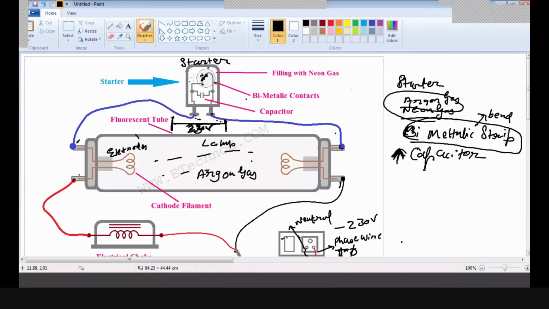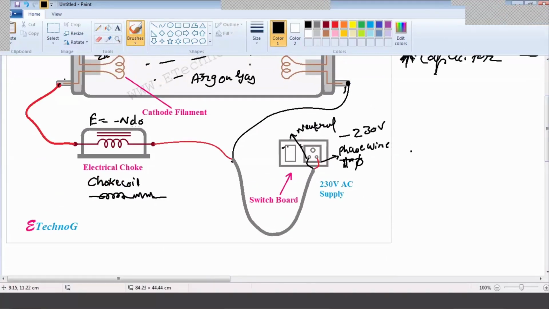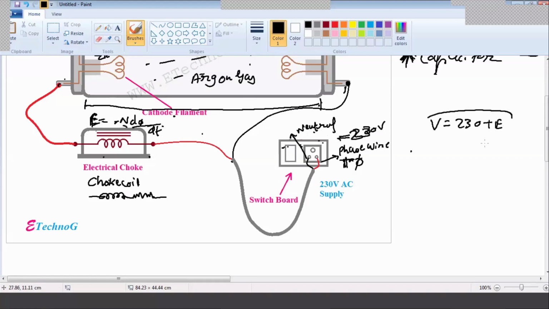Now it is closed, so now this starter will be in series. So current is flowing, and EMF will appear across this choke coil, right? E equals minus N. Understood? Yes, ma'am. So this E is the voltage across this choke coil, and this is the supplied voltage, and both are in series. So what will be the total voltage across this lamp? It will be 230 plus E, right? That is the voltage which the lamp needs to be illuminated. This voltage, 230 plus E, will appear here.